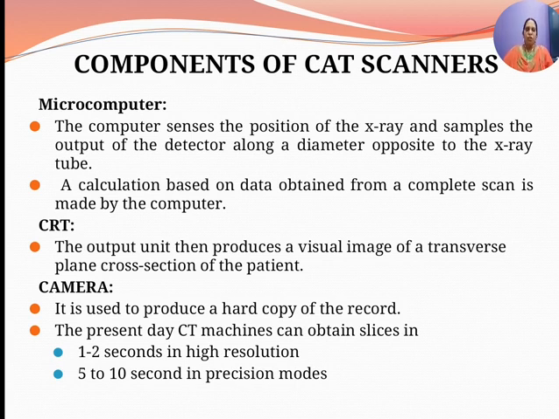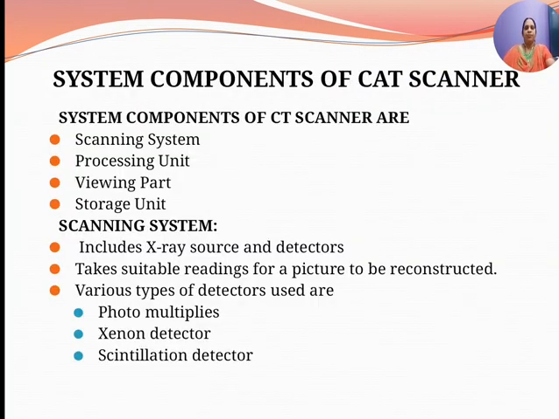You can take a photocopy of the record, and the present day CT machines can obtain slices in 1 to 2 seconds in high resolution and 5 to 10 seconds in precision modes. So these are the various components of the CT scanners.